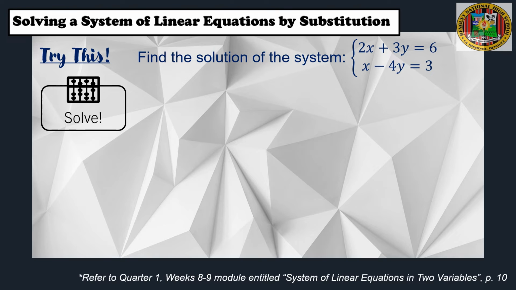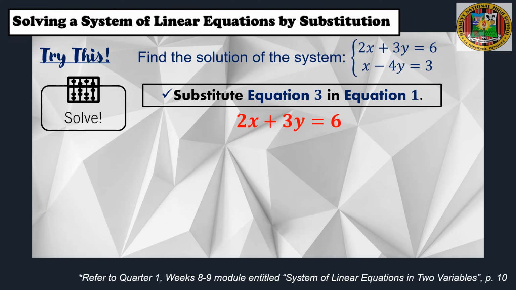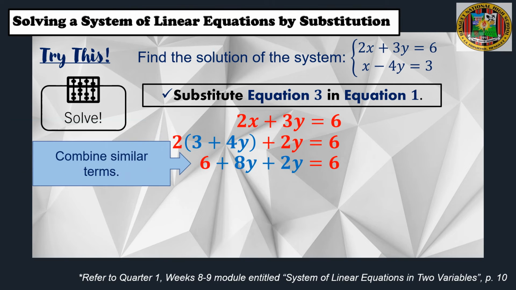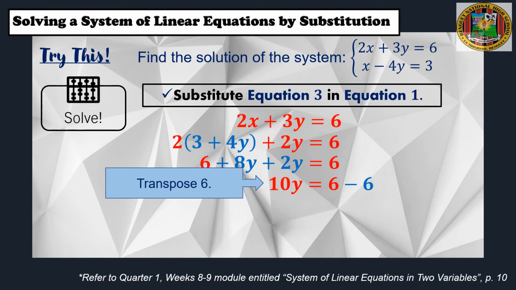Now, let's substitute the value of x that we got in equation 3 to the x in equation 1. Beginning with equation 1, we then substitute x in the equation with 3 plus 4y. After distributing 2 to 3 plus 4y, we then combine similar terms, which are 2y and 8y. This results to 10y. To leave 10y on the left side of the equation, we need to transpose 6 on the other side of the equation, which means that we subtract it from 6.